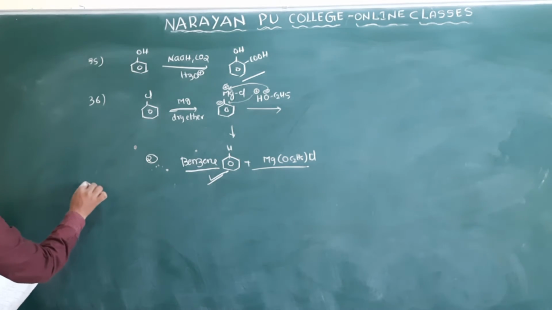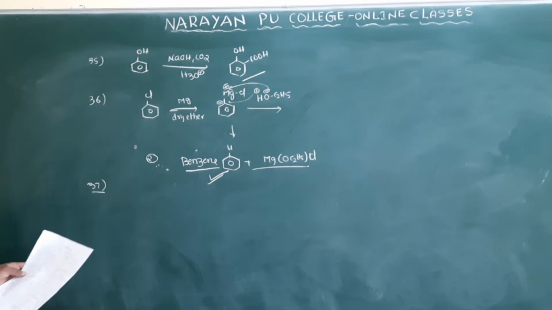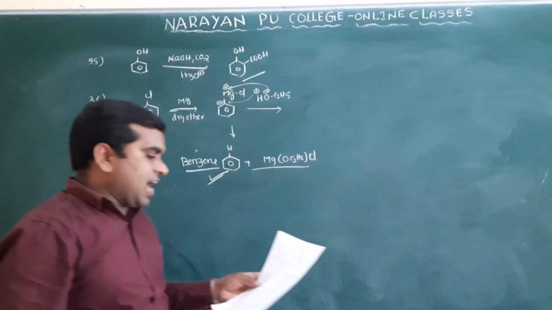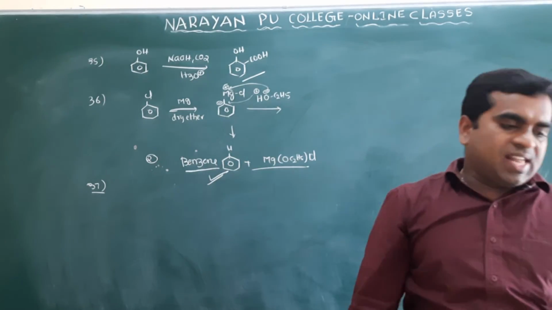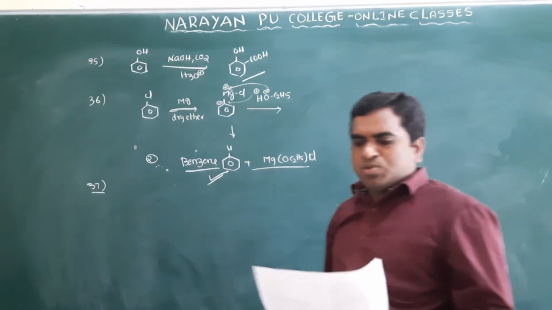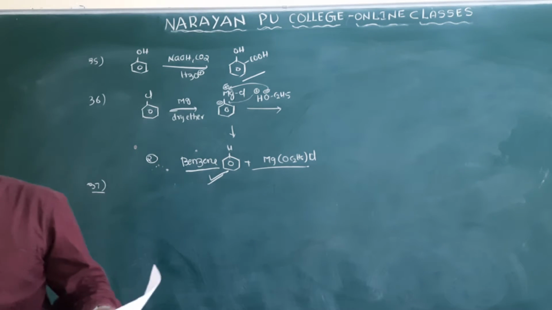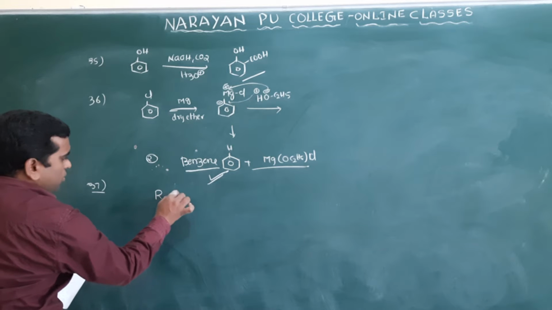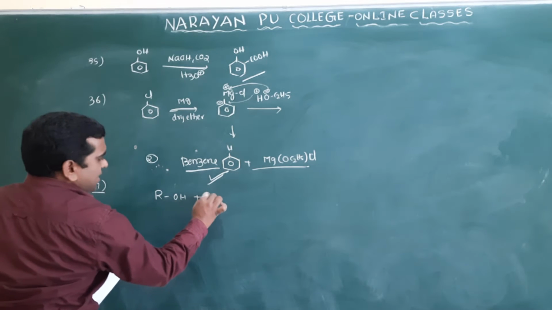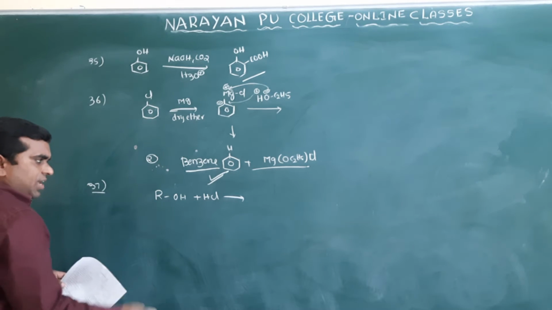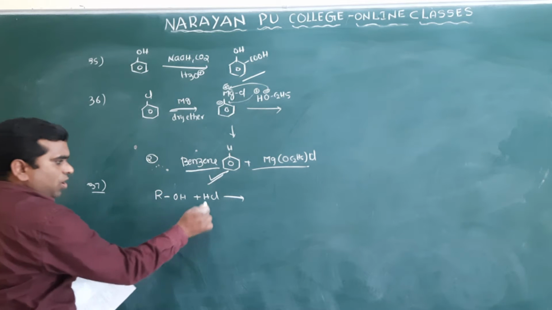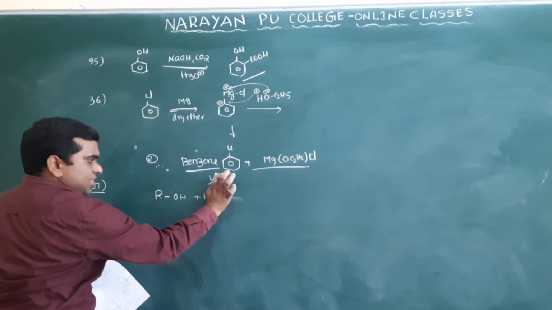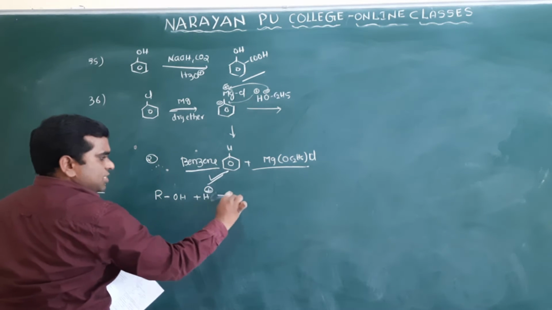So your option 2 is the answer. Okay. So next one, 37. Which has the maximum reactivity towards HCl? Clear? HCl means you already know what it is here. Reaction with HCl. What is the compound they have given? Any compound, you know, ROH plus HCl. Then what will happen here? HCl means acid. Acid means what? H plus.